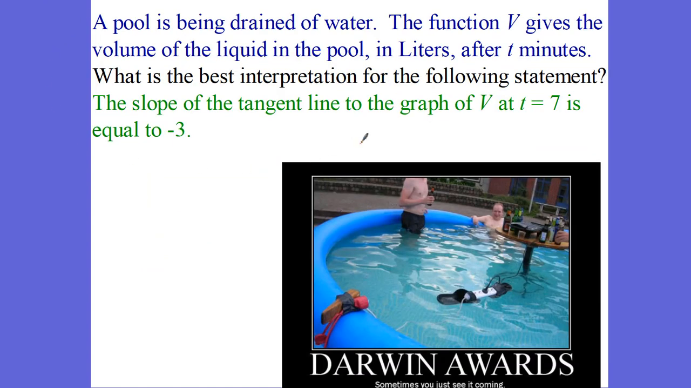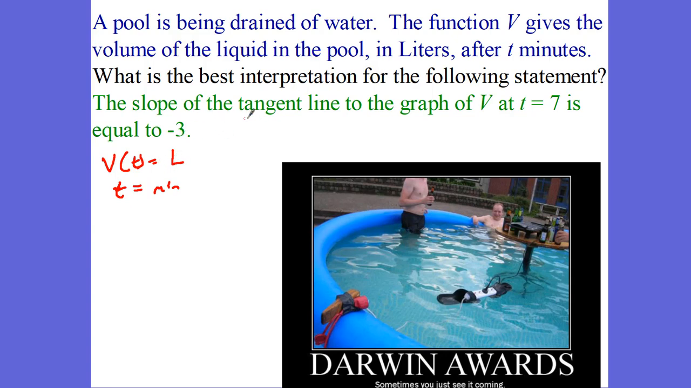Okay, here's another example. A pool is drained of water, and it says let V give the volume of the liquid in liters. So V, the volume of t, is in units of liters. t is in units of minutes. Okay, and so what is the best interpretation of this statement?